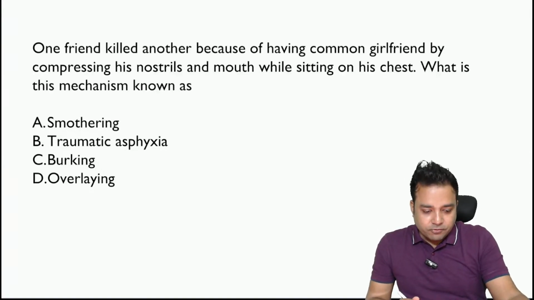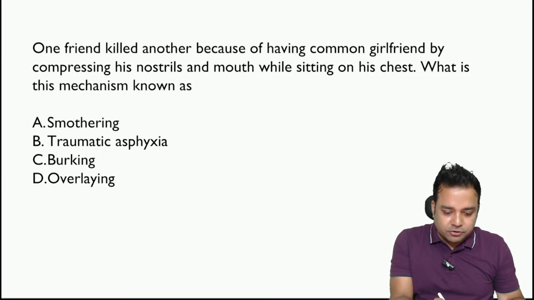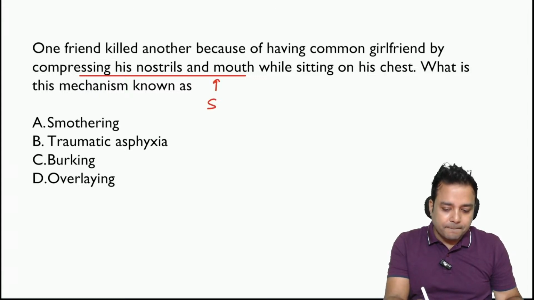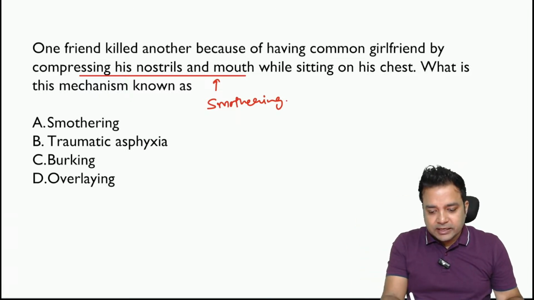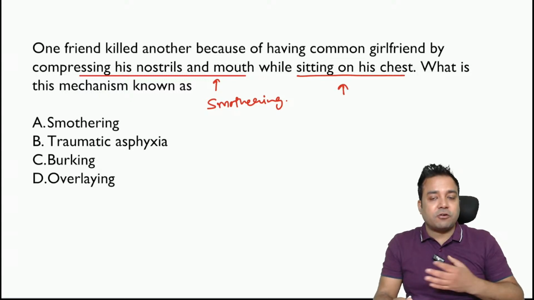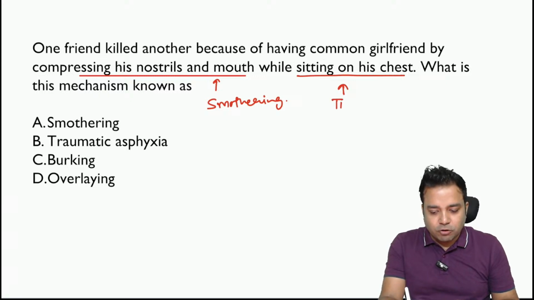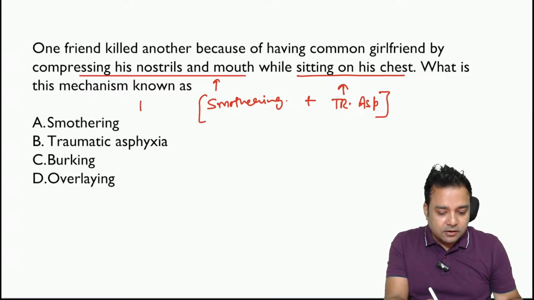Next one. One friend killed another because of a common girlfriend by compressing his nostrils and mouth. This is called smothering. So injuries in smothering cases will be seen over the lips, like abrasions and bruises of the lips, while sitting on his chest. If someone is sitting on the chest, it means there is external compression of the chest. Means which type of asphyxia? Traumatic asphyxia. So both mechanisms are playing a role. And his intention is to kill the person, means homicidal. Smothering and traumatic asphyxia in one word is called burking.